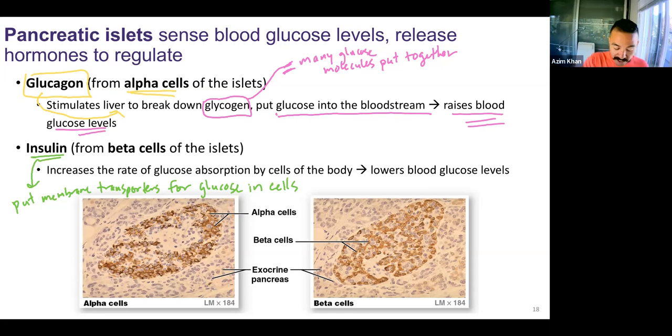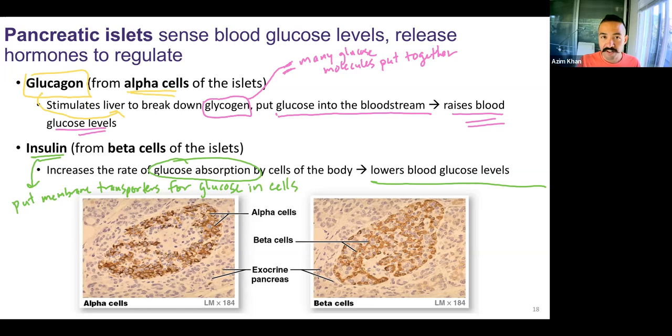If you put in more membrane transporters, you can allow for glucose absorption. You bring glucose into cells, and your cells can use it. Your mitochondria can use that glucose and convert that energy into a usable form, ATP, and use that energy. So in effect, glucagon raises blood glucose levels while insulin lowers blood glucose levels. They work hand in hand. They don't work against each other. I mean, they kind of do, they're antagonists, but they rely on each other to help your body function properly.